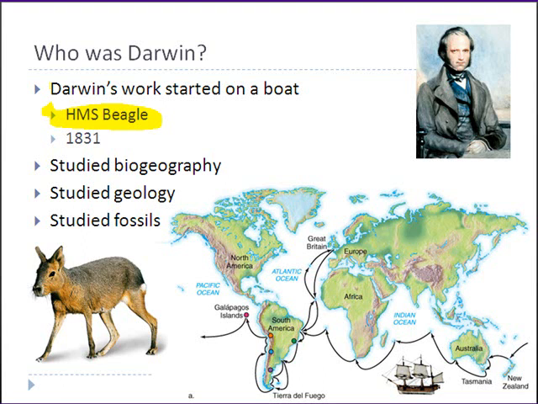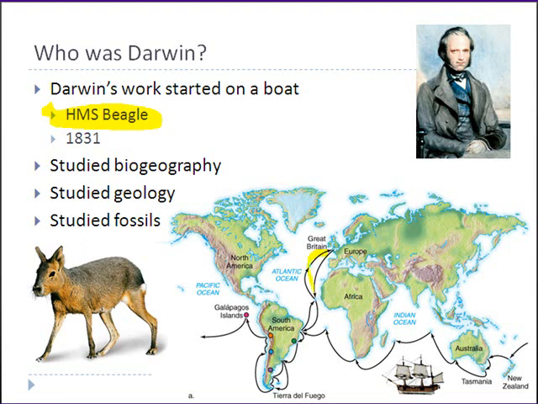It was basically a voyage of discovery, and Darwin, who had been studying at university, his father had hoped that he would become a clergyman, ended up convincing his father that he really wanted to go on this around the world tour, and his father finally acquiesced and said he could go.